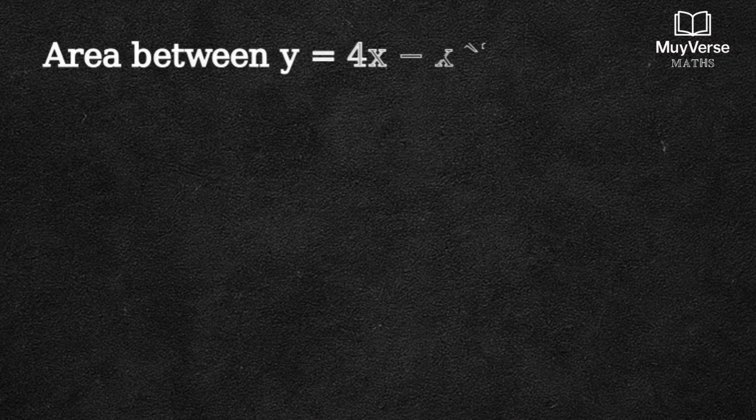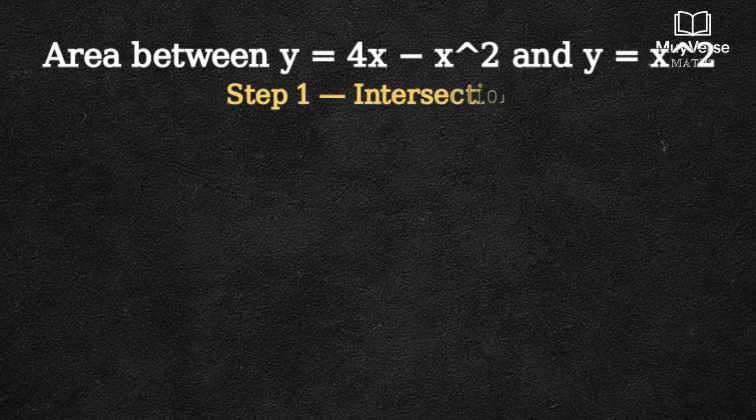We are going to find the area bounded by two curves, y equals x squared and y equals 4x minus x squared. Step 1. Find their intersection points by setting the equations equal.